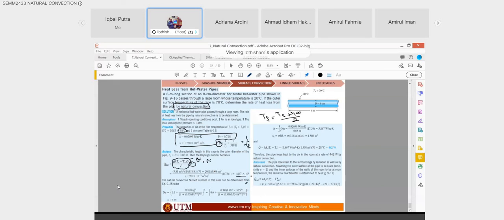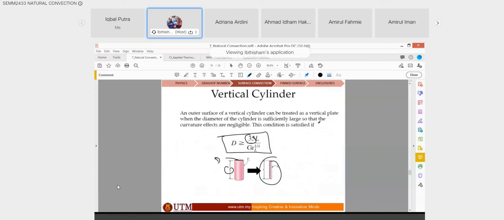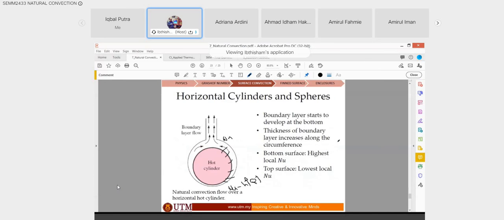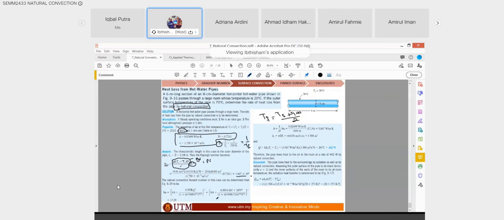So looking at the geometry, this is a horizontal cylinder. If horizontal, here we use this correlation, for Rayleigh less than 10 to the power of 12. This is the correct correlation. So we use that, and then we get the Nusselt number. Remember that the Nusselt number is hL divided by k. Then we rearrange this because we want to calculate h.